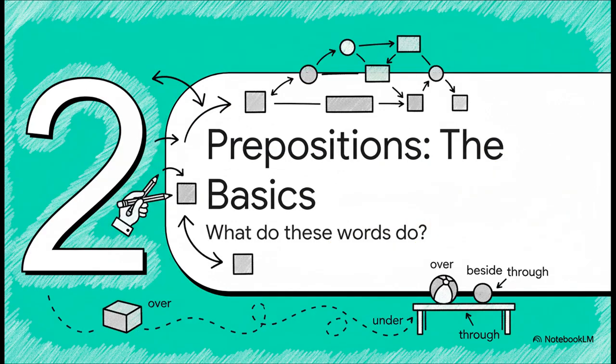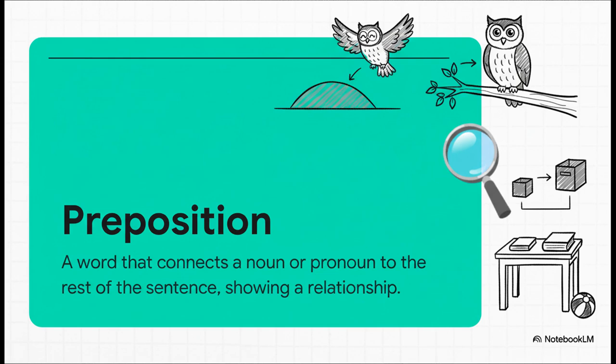So, first things first, before we can wrangle these words, we need to know what their job actually is. You know, what do prepositions do in a sentence? Getting this down is the absolute first step. The easiest way to think about it is this. Prepositions are the glue words in a sentence.